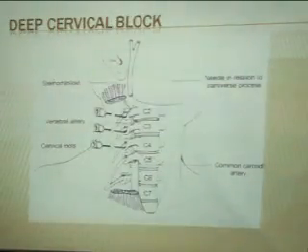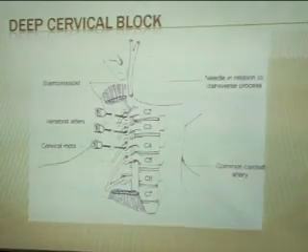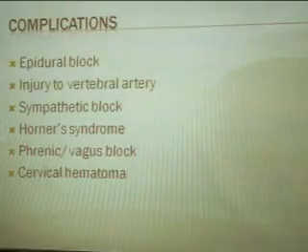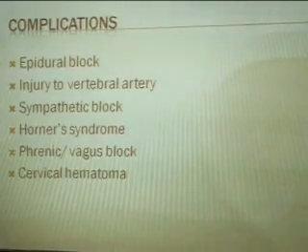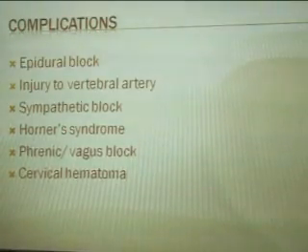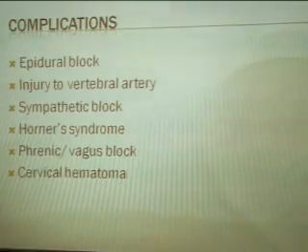The deep cervical plexus can be blocked at the C2, C3 and C4 root levels. It is in very close proximity to the vertebral artery, vagus, phrenic nerve and other carotid and great vessels. So there are multiple complications associated with it, because it is also very close to the vertebral column. You can get an epidural block. You can injure the vertebral artery. If you inject directly into the vertebral artery, the patient will get convulsions because the drug is going directly to the brain. You can cause a sympathetic block leading to Horner syndrome, and phrenic and vagus can also be blocked.